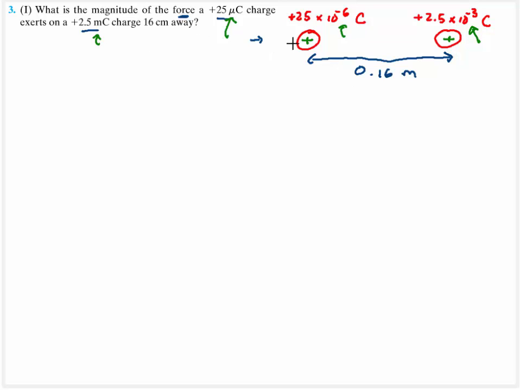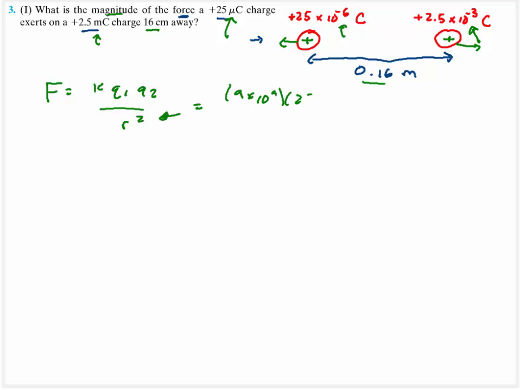Both of these charges are positive, so I expect the force to be repulsive, but it's only asking me for the magnitude, so I don't really need to know that. Again, convert 16 centimeters to meters. So we write Coulomb's law. Force is equal to K times Q1 Q2, divided by the distance of separation squared. The most common thing I see, don't forget to square that. And K is simply going to be 9 times 10 to the 9th.